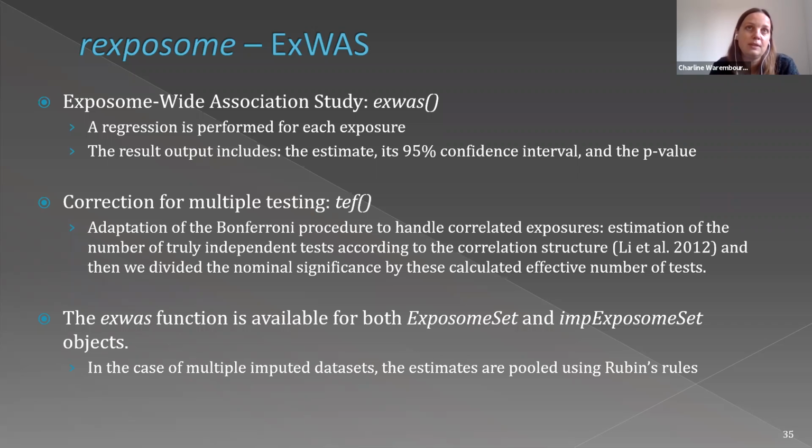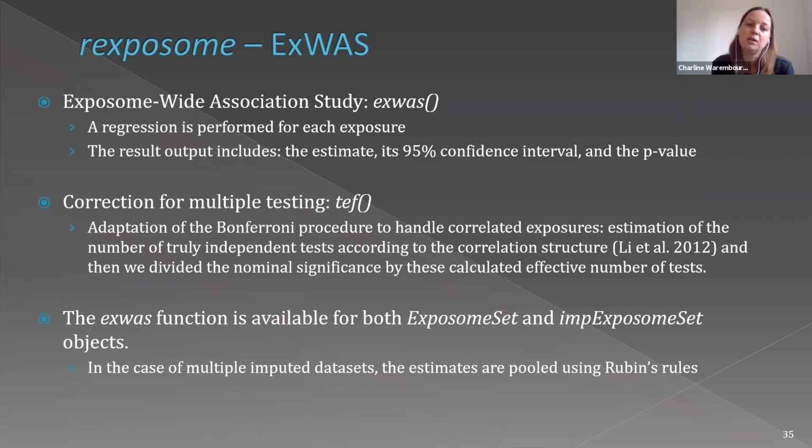The only difference is that in the Bonferroni correction for multiple testing, you take the value of alpha, so usually 0.05, divided by the number of tests you perform. So if you have 100 exposures, you will divide 0.05 by 100, and obtain a new threshold to interpret your association.